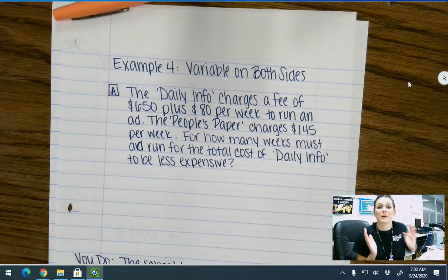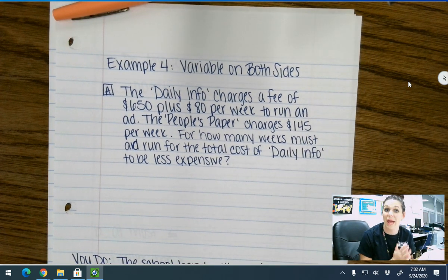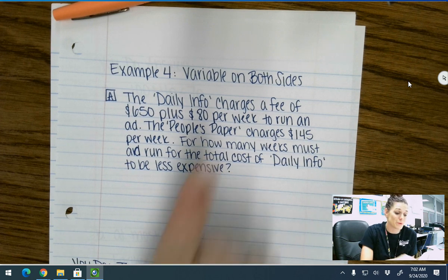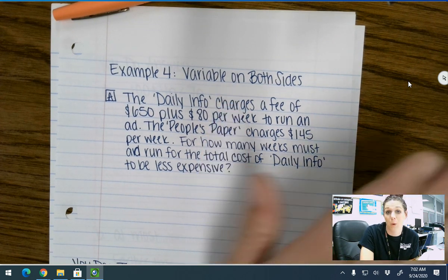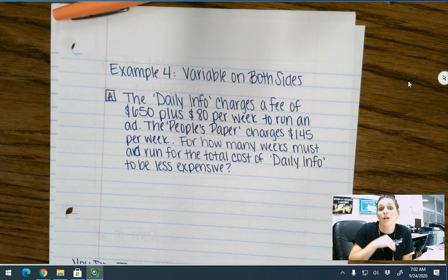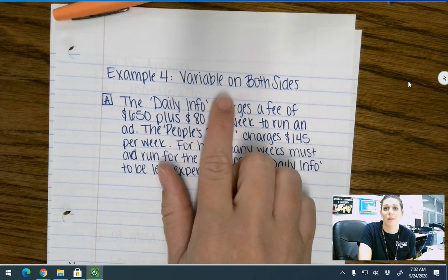So in this video, we're going to continue our conversation with inequalities, building them, solving them, all of that fun stuff. We're going to start off in this video talking about variable on both sides. In the previous video, we looked at solving when the variable was just on one side, doing the opposite operation. Now we're going to talk about variable on both sides.